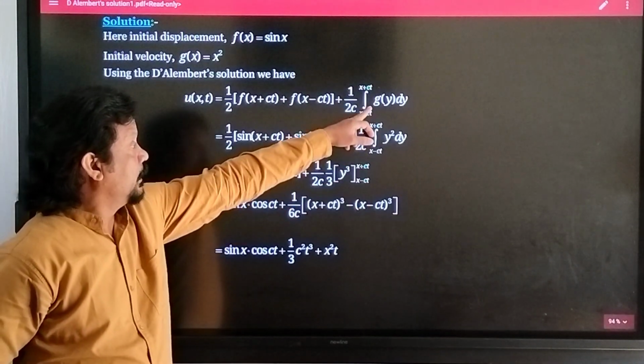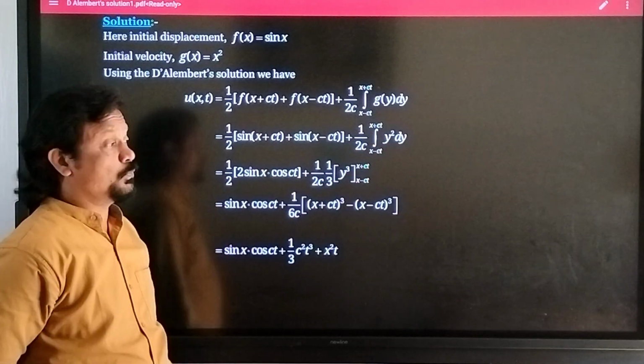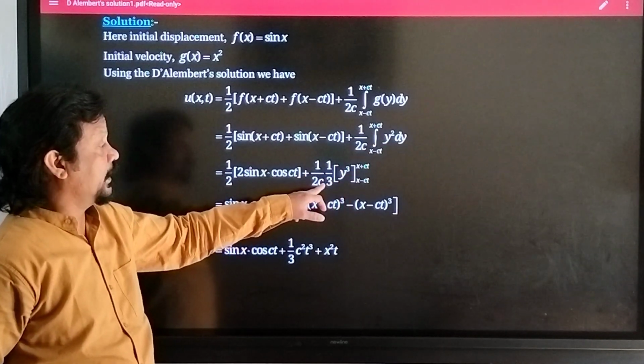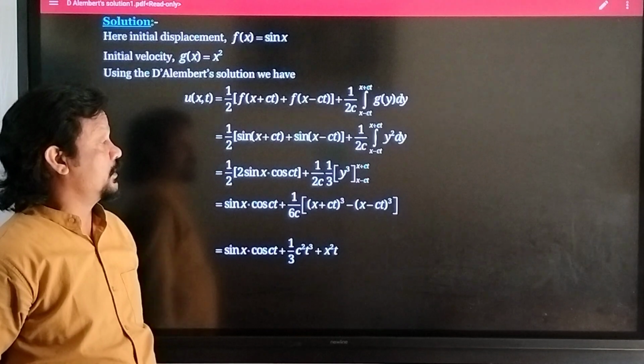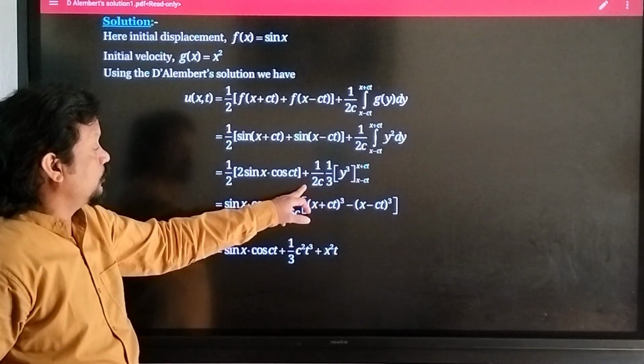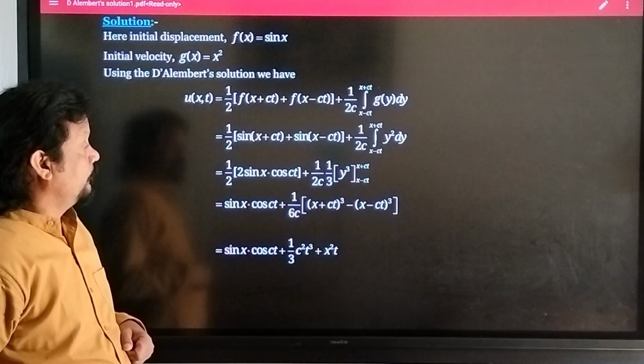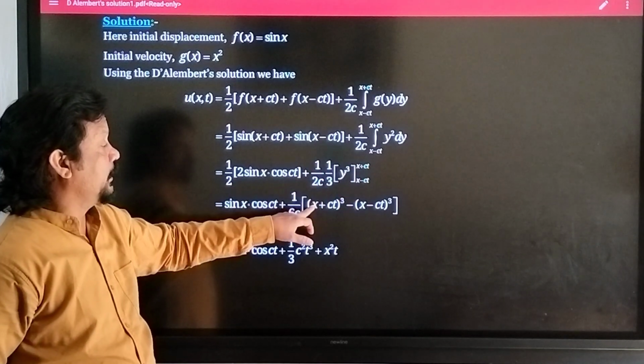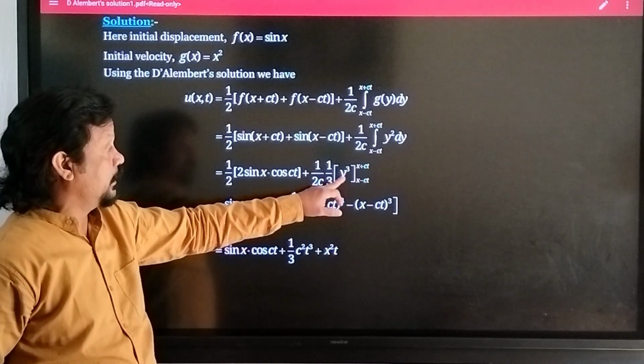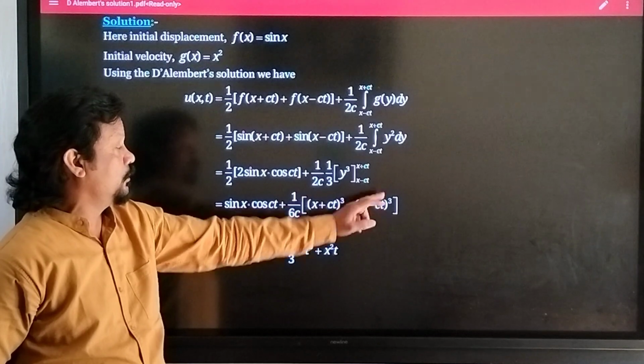1 by 2c, integration of y square is y cube by 3, and 3 I have taken outside, from x minus ct to x plus ct. So this becomes 3 2 is 6, 1 by 2c, and in place of y write the upper limit, that means x plus ct whole cube, minus in place of y write the lower limit, x minus ct whole cube.